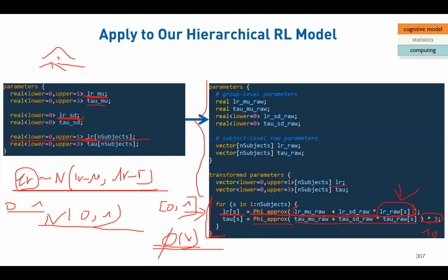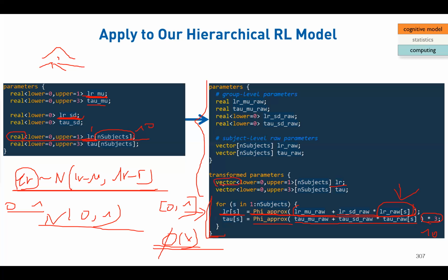So we want to have learner rate parameters. We want to have that many learner rates. If we have 10 participants, we will have 10 learner rates, and each of them is between 0 and 1. Only a slight difference if you look here. This is a real, in the sense of the type of the variable.